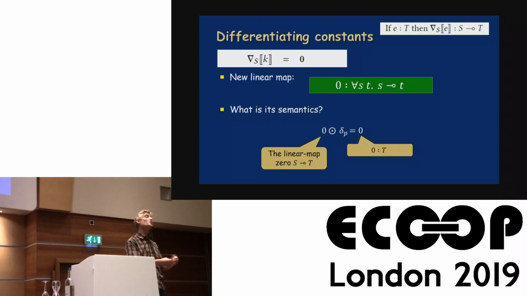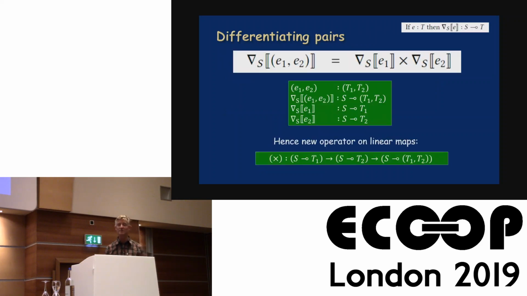I just think of them as new constructors in the abstract data type for linear maps. Here is one, it has type for all S and T, S arrow T. And here is its semantics, right? I give it semantics just by saying what function, applied to anything, gives me 0 in T, of course, okay? And there is a 0 in T because T is a vector space. Right? So I can come up with a 0 out of thin air.